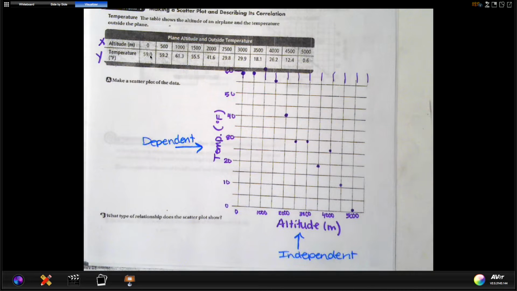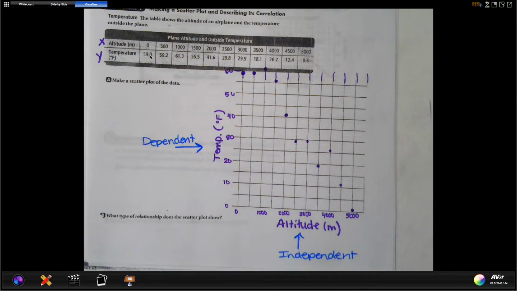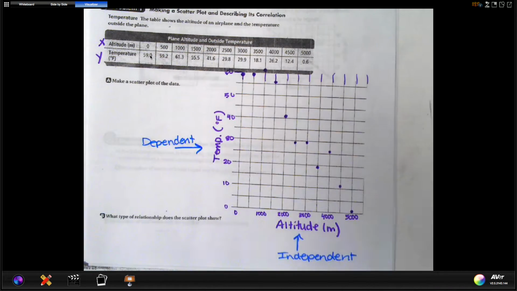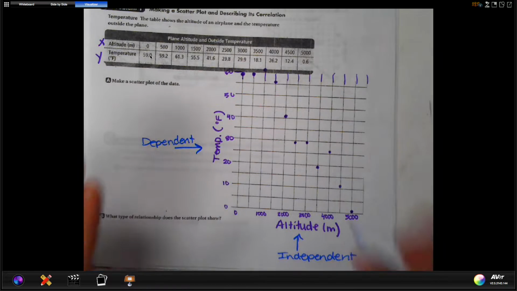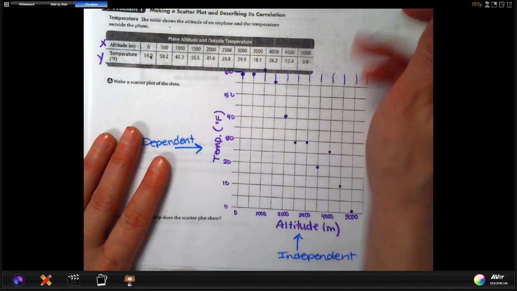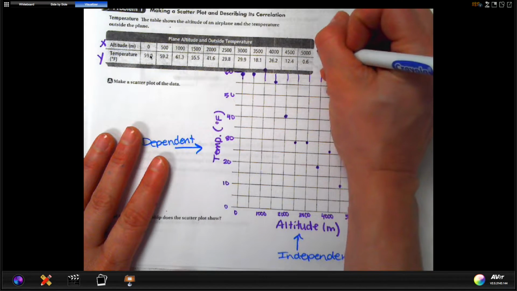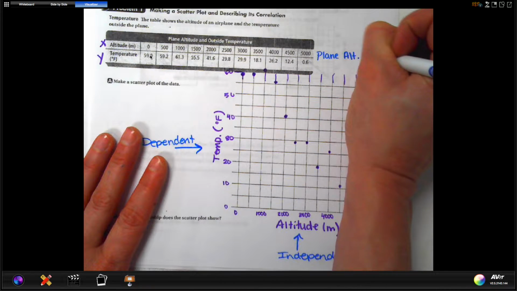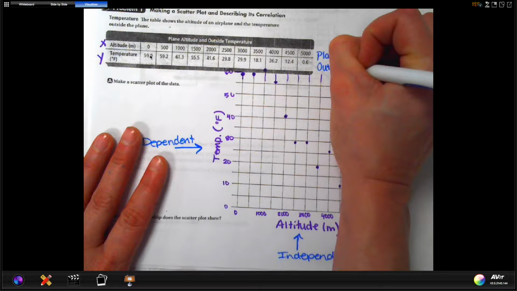is usually, if the data is given to you already in a table, here's the title: plane altitude and outside temperature. If it's not given to you, you can title it whatever you want. It just has to go with what you're talking about, okay? You usually write the title at the top, but I didn't leave a lot of space. So we'll write it here: plane altitude and outside temp.